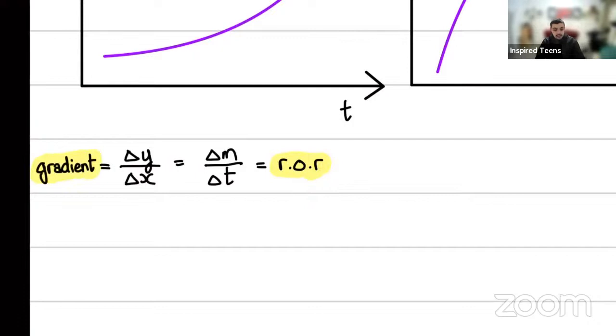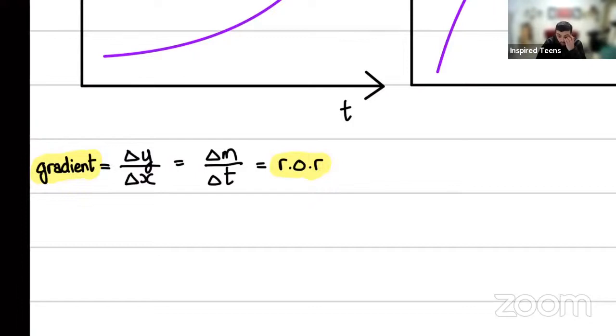So this is the gradient. The gradient is delta y divided by delta x. Whatever's on the y-axis divided by whatever's on the x-axis. So here we had mass on the y-axis and time on the x-axis. So we said delta m divided by delta t. And we know that that gives us the rate of the reaction.